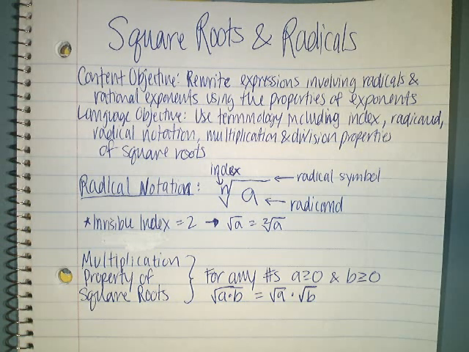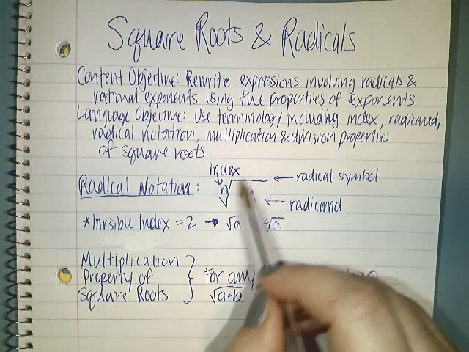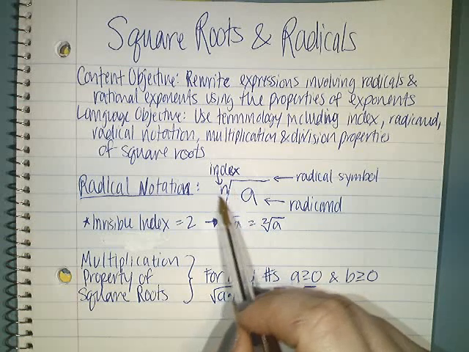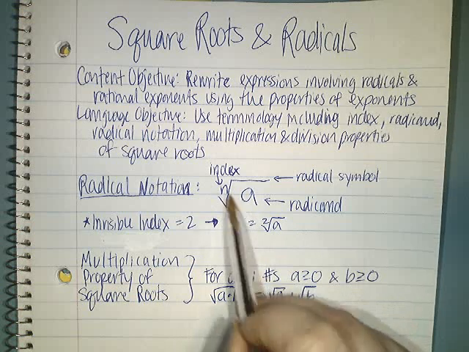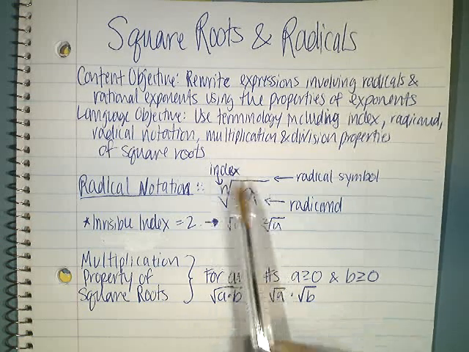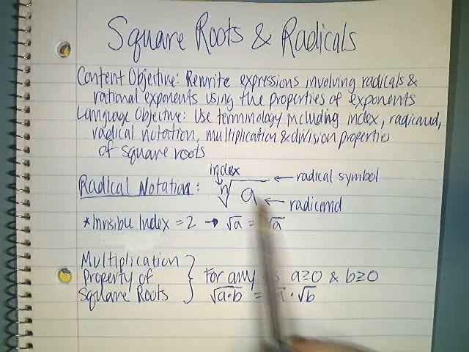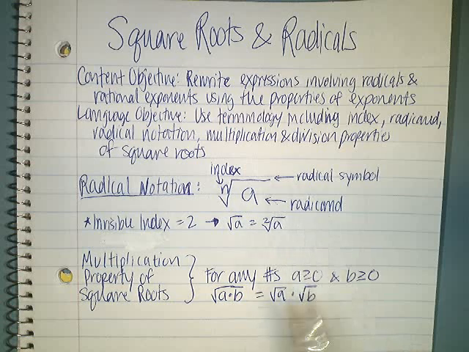So a radical is this symbol, the square root symbol, but it can have different root numbers in here based on whatever the index might be. So this number that is in between this little check mark is called the index. And then what's under the radical is called the radicand. So radicand, index, radical symbol, or radical.